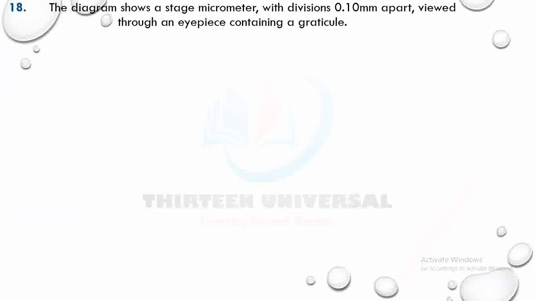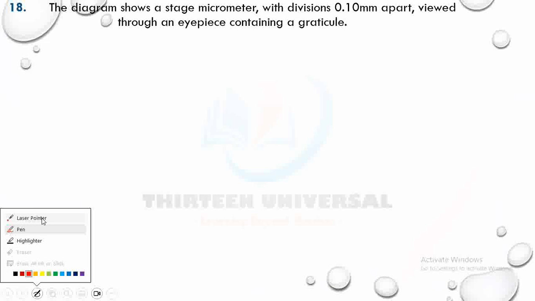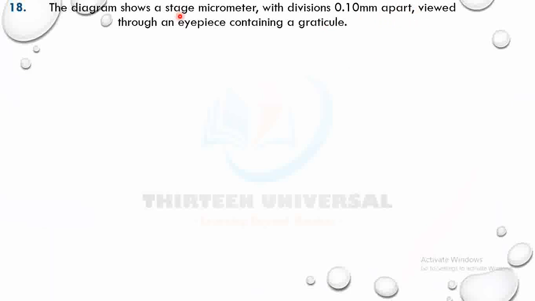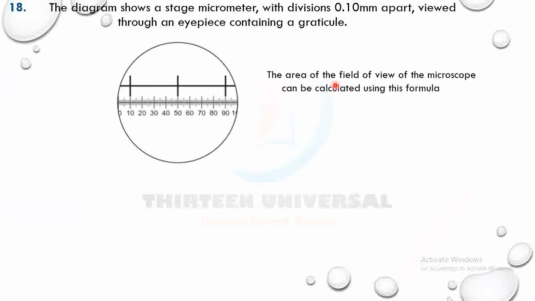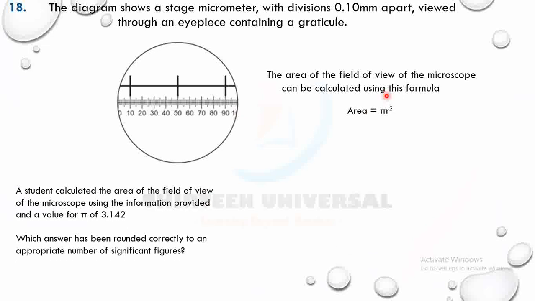Okay, the diagram shows a stage micrometer with divisions 0.1 millimeters apart, viewed through an eyepiece containing a graticule. So you can see that. They say the area of the field of view can be calculated using this formula. So that's how a student calculated the area of the field of view of the microscope using the information provided. Which answer has been rounded correctly to an appropriate number of significant figures?